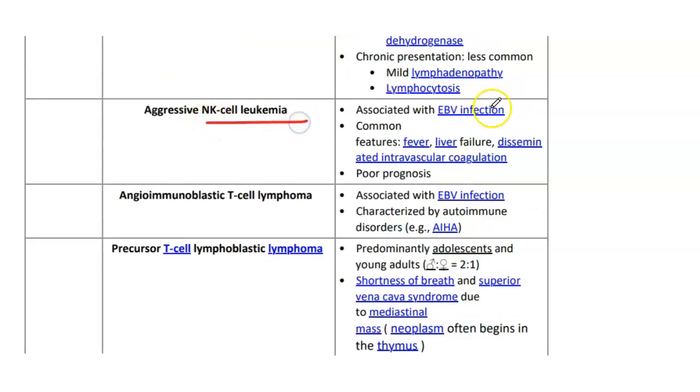Then we have NK cell leukemia associated with EBV, and the common features are fever, liver failure, DIC. Then we have angioimmunoblastic T cell lymphoma associated with EBV and characterized by autoimmune hemolytic disorders. Then we have precursor T cell lymphoblastic lymphoma, predominantly in adolescents and young adults. There will be shortness of breath and superior vena cava syndrome due to mediastinal mass. The neoplasm often begins in the thymus.